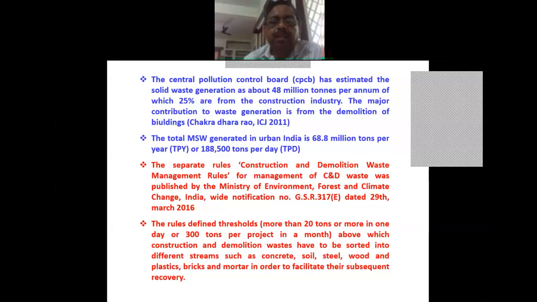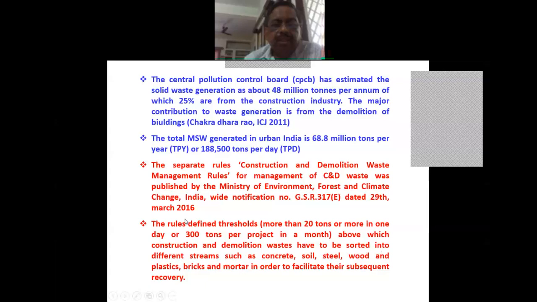That is why the generation of this waste is increasing. There is a separate rule provided by the Government of India, the Construction and Demolition Waste Management Rule, which says that 20 tons or more in one day, or 300 tons per project in a month, is classified as having some specific requirements. They cannot dump it into the landfill directly, and they have to segregate the concrete, soil, steel, wood and other things, and use it for their purpose, or it can be recycled. This government rule is there from 2016.